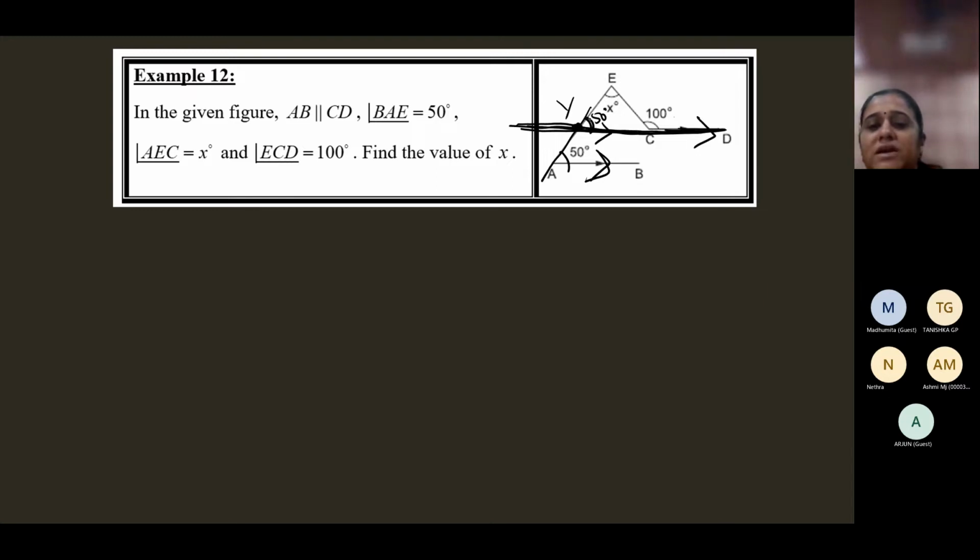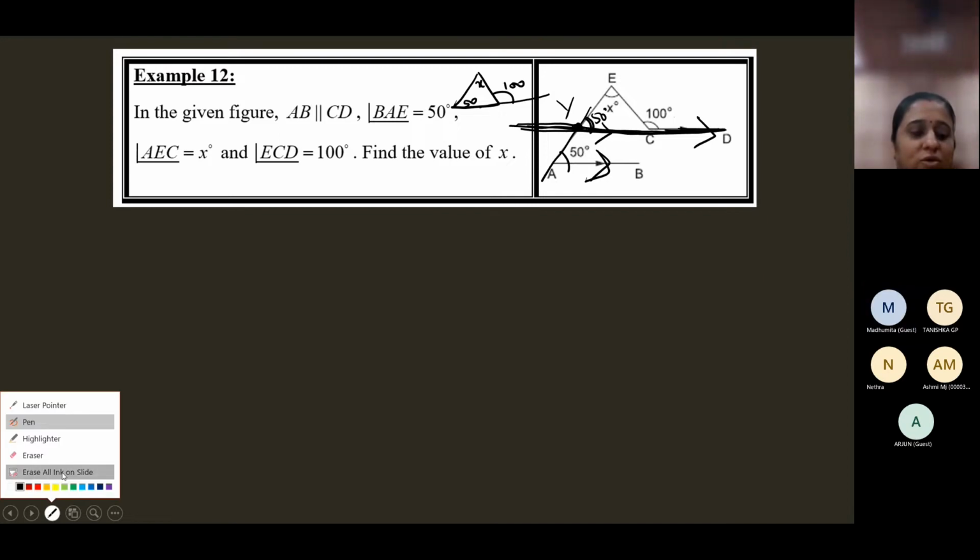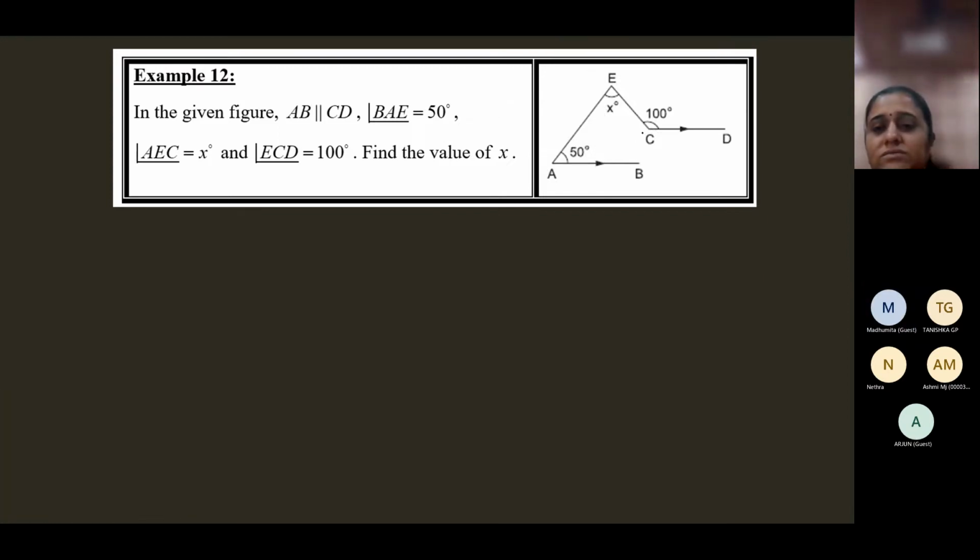Exterior angle property. In this triangle, you can see a triangle on the top, and this is the exterior angle. This is x. This is 50. This is 100. Exterior angle is equal to the sum of the two interior opposite angles. So x plus 50 is equal to 100. X is equal to 50. Very good. I'm going to work it like that now. I'll go with her construction, Madhumita's construction.